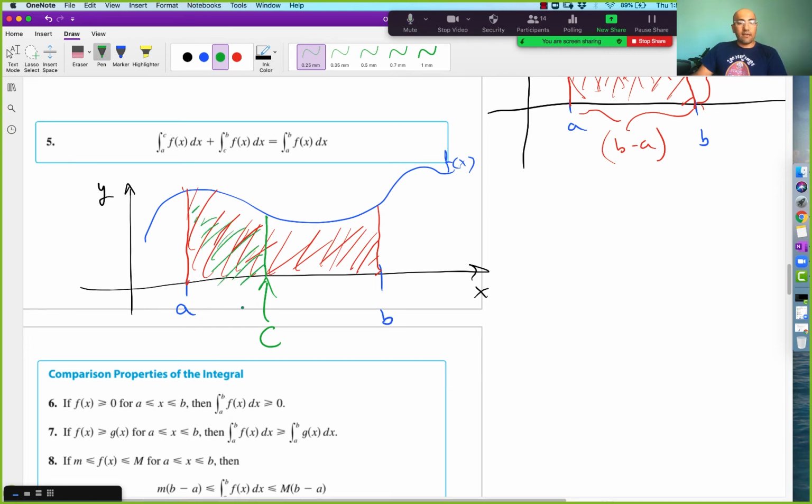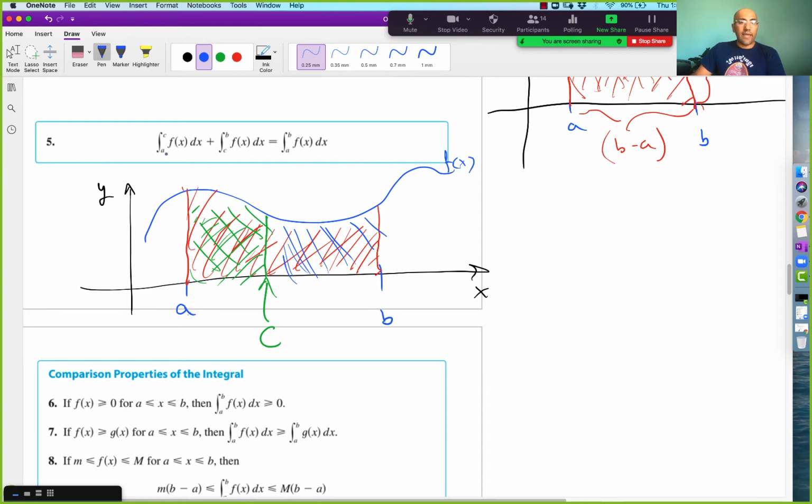from A to C, and then that gives you this green region, and then we find the area from C to B, and find this blue region, and the area of the green region plus the area of the blue region must be equal to the area of the red region, right?